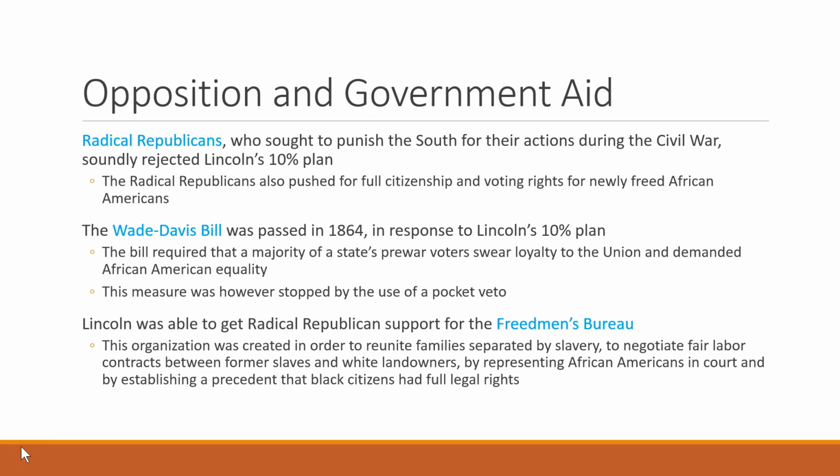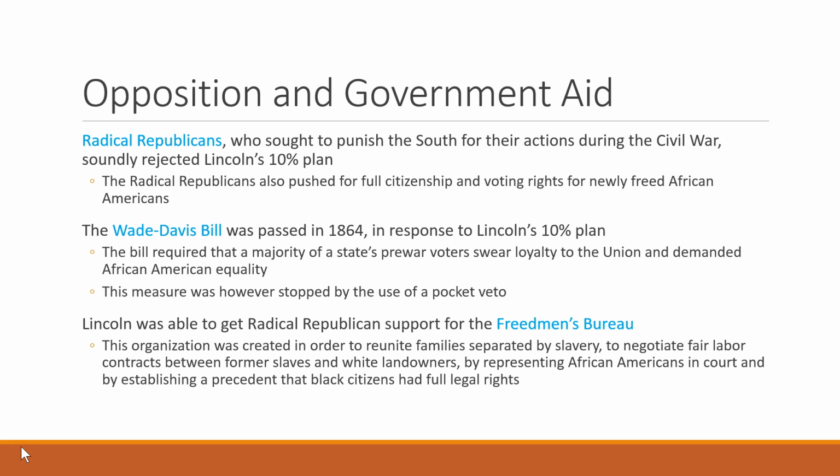The issue here, though, is that even though Lincoln has tried to put this plan into place, there are a lot of individuals within the government that really hate the idea of just allowing the South back in without being hurt, and they really want to punish them for their role in the Civil War. So the radical Republicans sought to punish the South for their actions and really rejected Lincoln's 10% plan, and they looked at it as being something that was not nearly punitive enough to allow the South back in.